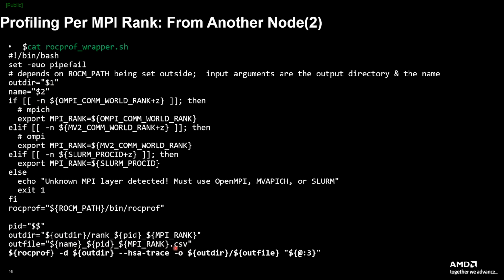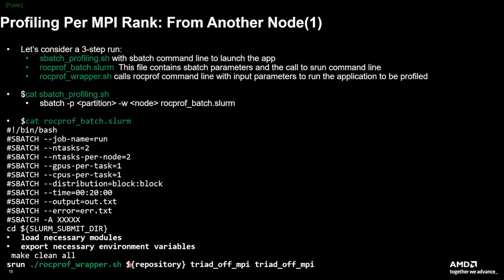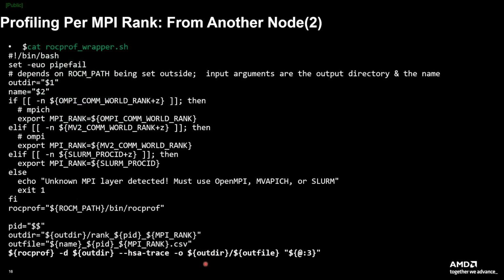This way, you also create a directory per MPI rank with its files. And here, of course, the Rocprof output directory, the HSA trace, where to save it, the out file, which is this name, etc. And this is the rest of the arguments that you will put here. So this is how to do it in order to get one CSV file per MPI process in the data files.